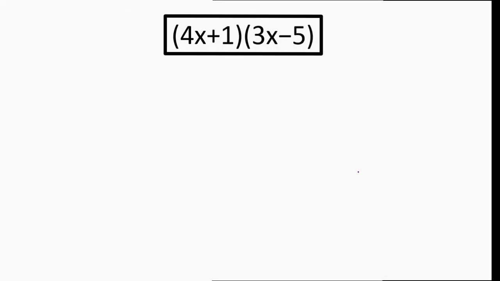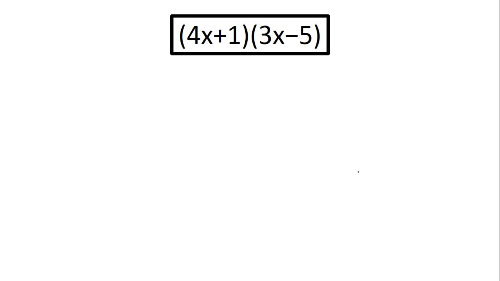Moving on. Now the next question says something like this. 4x plus 1 and then 3x minus 5. Again, there's a multiplication sign in between. Now I'm going to do 4 times 3.